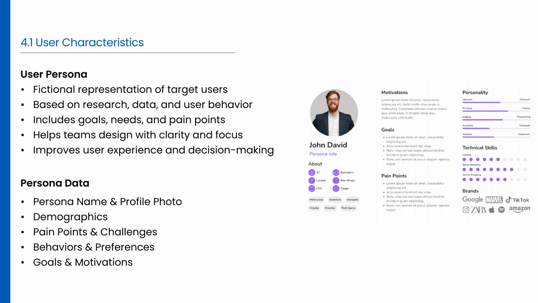A typical persona includes key information such as the user's name and profile, demographics, behaviors, preferences, and challenges. It also highlights their goals and motivations, giving a complete picture of how they interact with the system. By using personas, teams can design with more clarity, reduce assumptions, and create better user experiences that truly meet user needs.